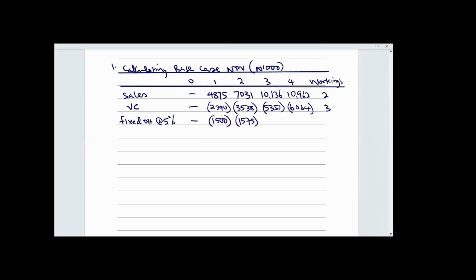What do you have in your calculator? 1,654. Then the fourth year, 1,736. So that is working number 4.